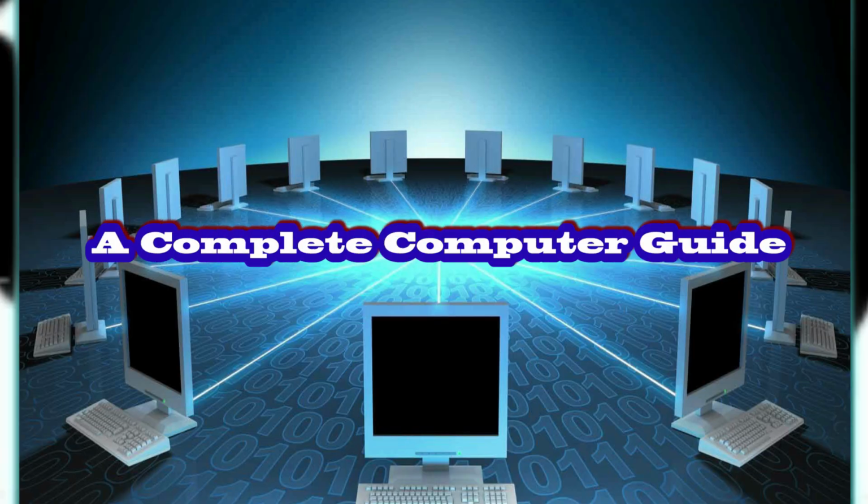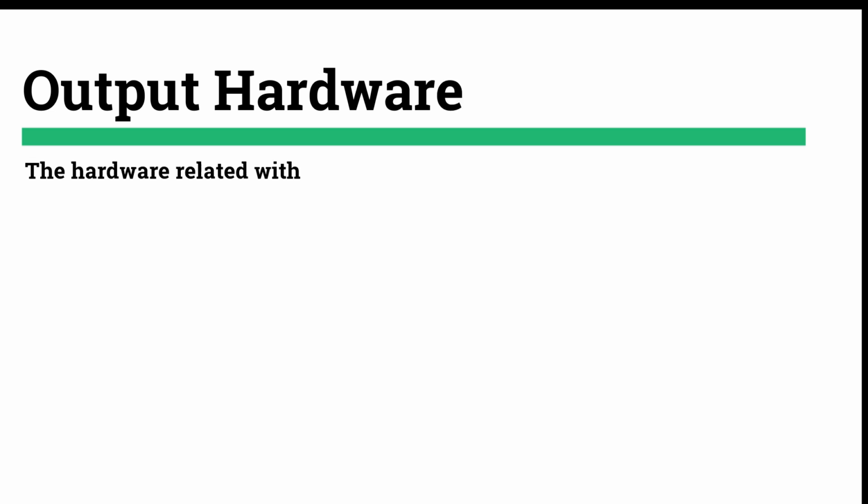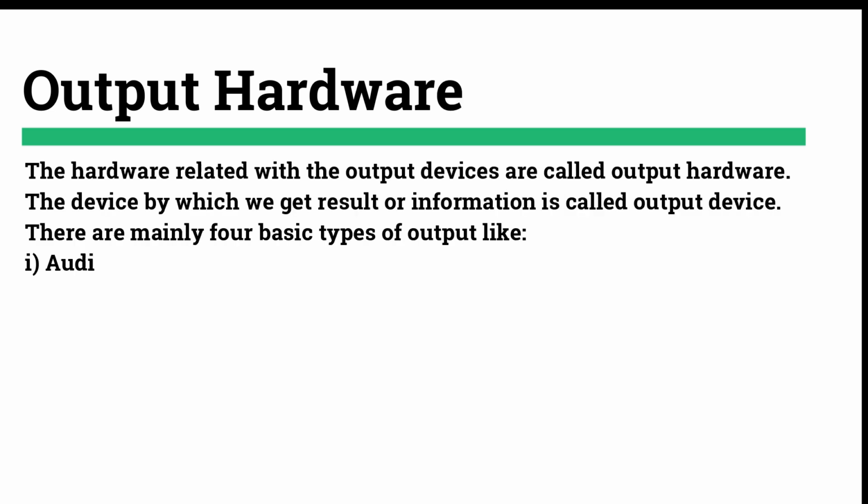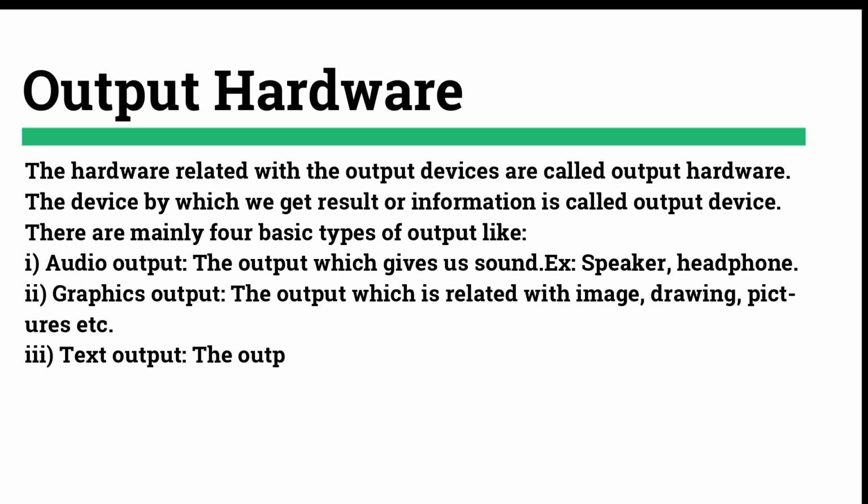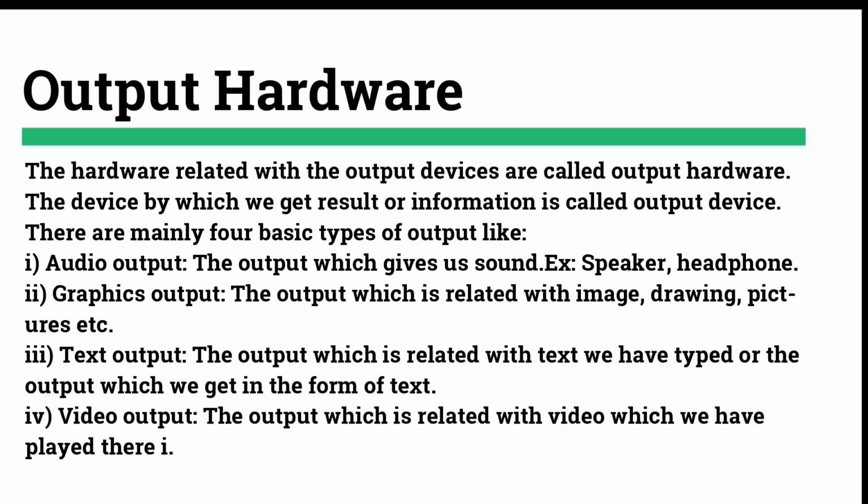A complete computer guide. Output hardware. The hardware related with the output devices are called output hardware. Here we can define output as the device by which we get result or information is called output device. There are mainly 4 basic types of output. 1. Audio output, the output which gives us sound. Example, speaker, headphone. 2. Graphics output, the output which is related with image, drawing, pictures, etc.